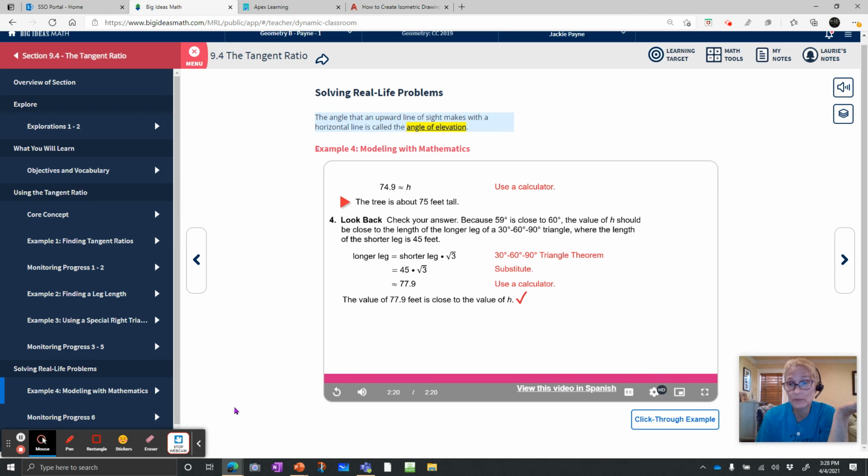So you should always be able to estimate with your special triangles as well. That's another tool in your tool bag for excellence.